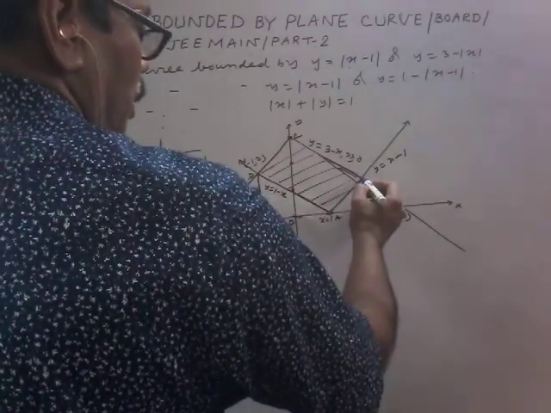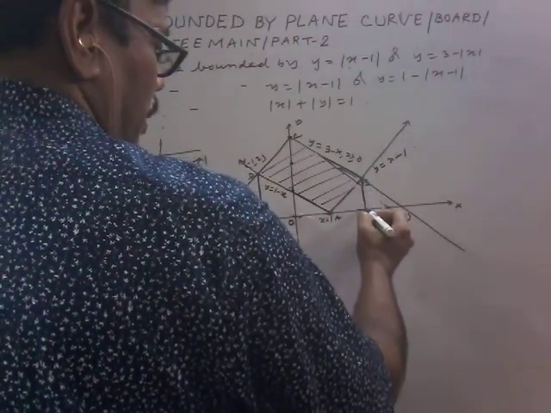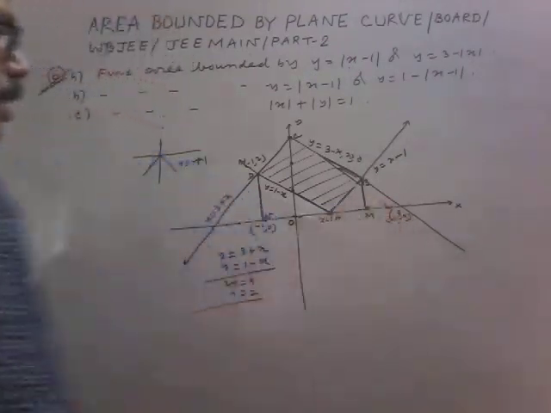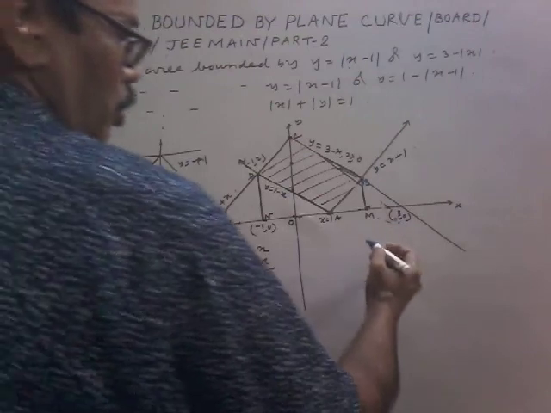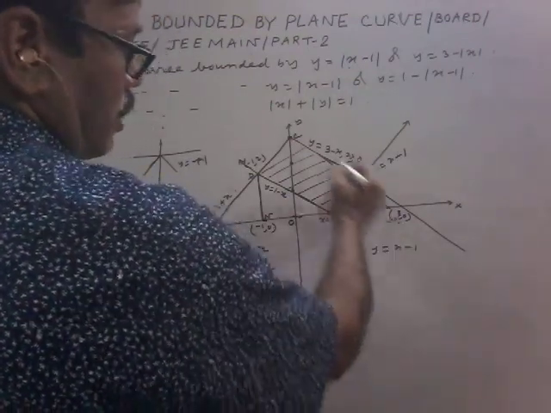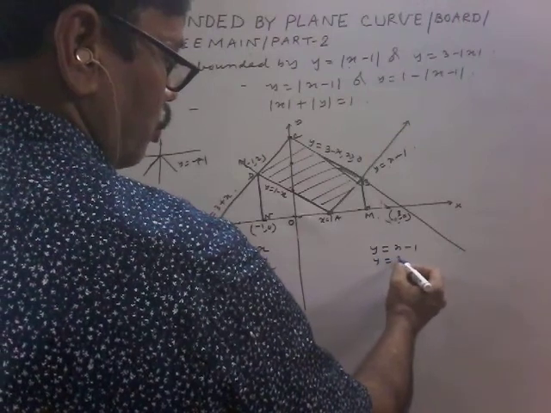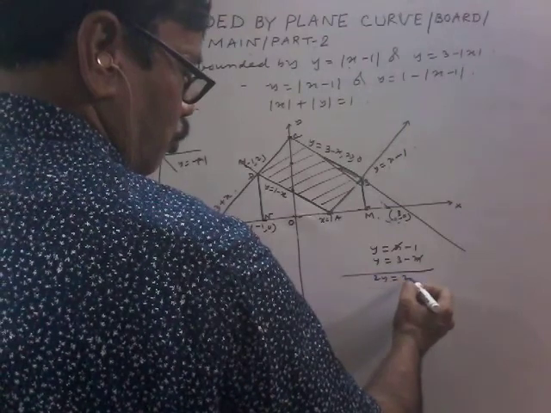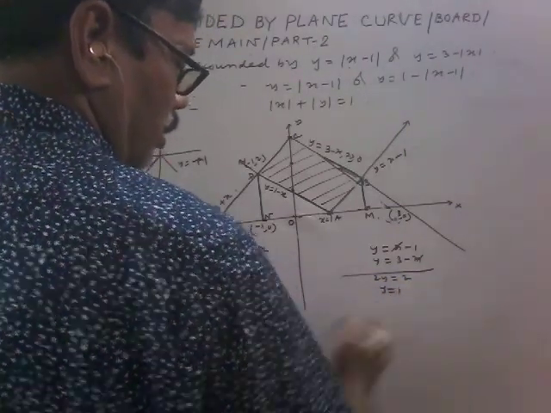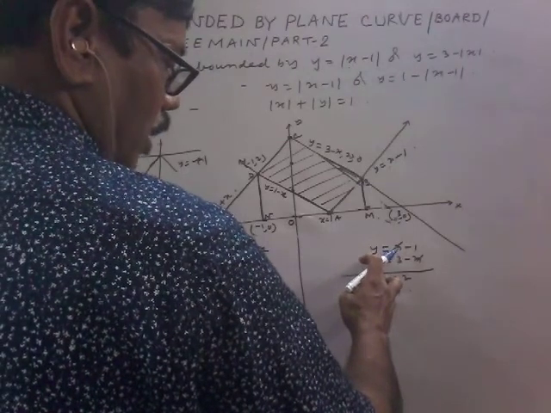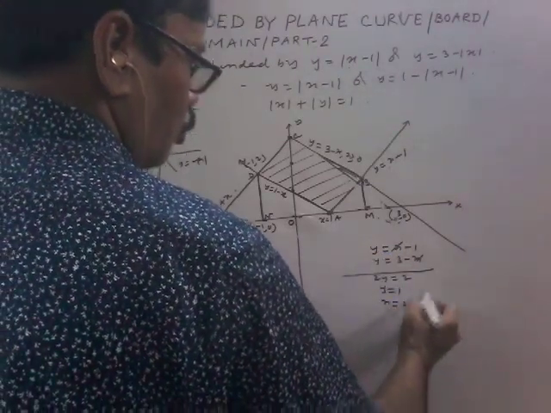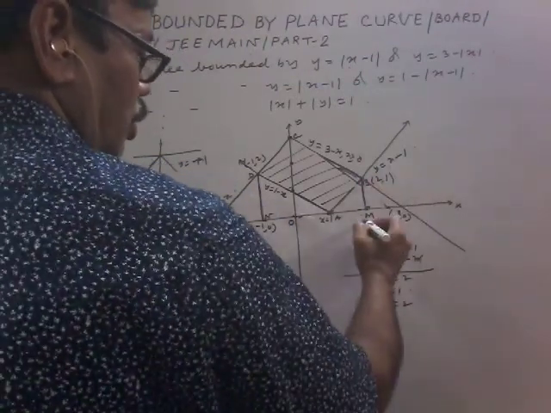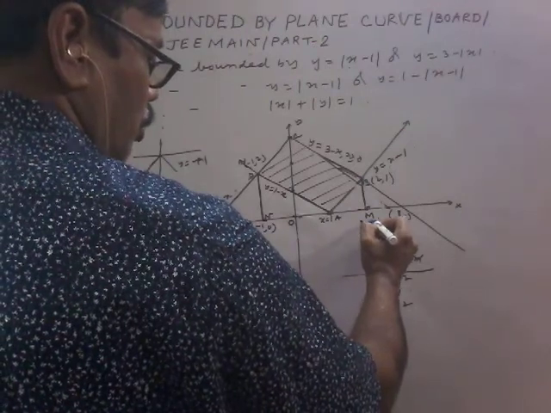And we need the coordinates of this point B. So this is DN and this is BM. Now this is y equals x minus 1, intersection of y equals x minus 1 and y equals 3 minus x. If we add, 2y equals 2, y equals 1. If we put y equals 1, then x equals 2. So this is 2, 1. So this is 2, 0.